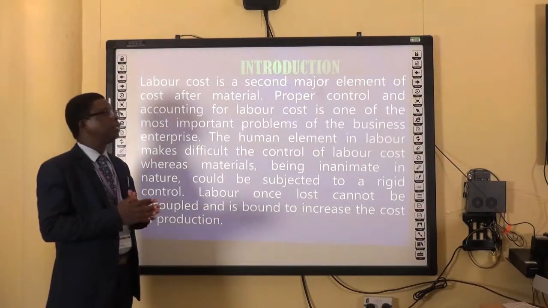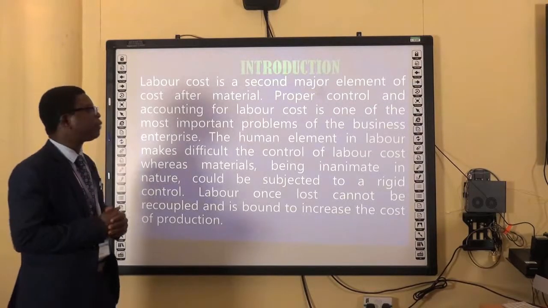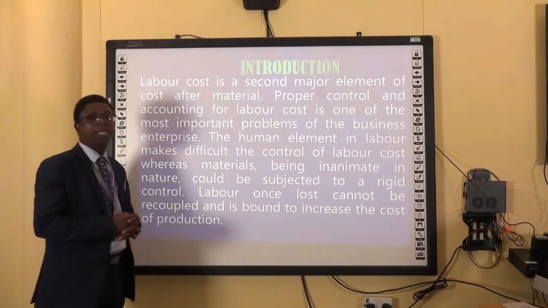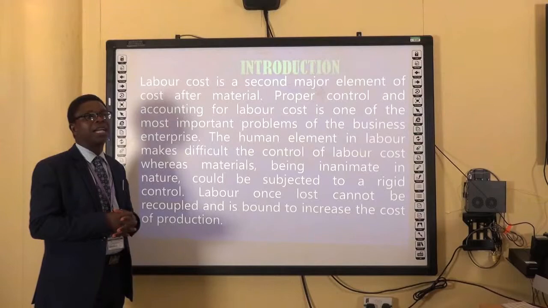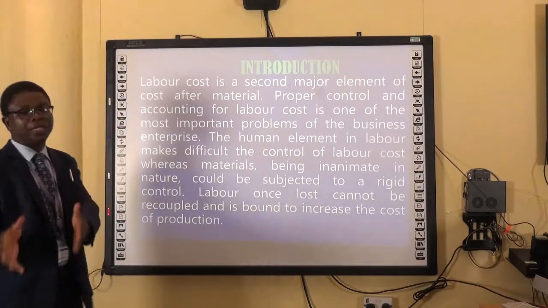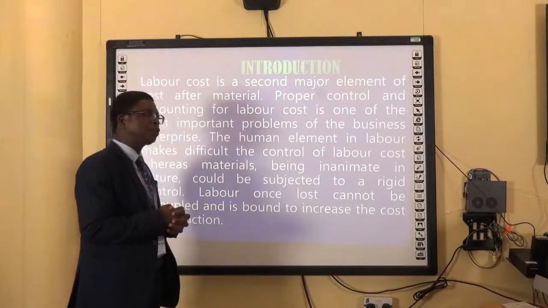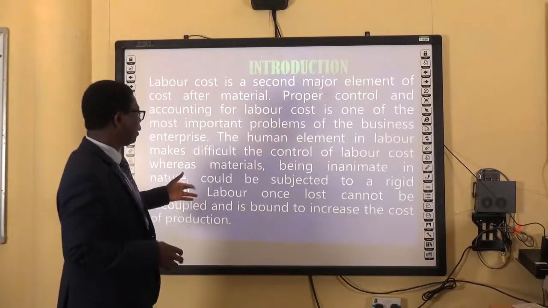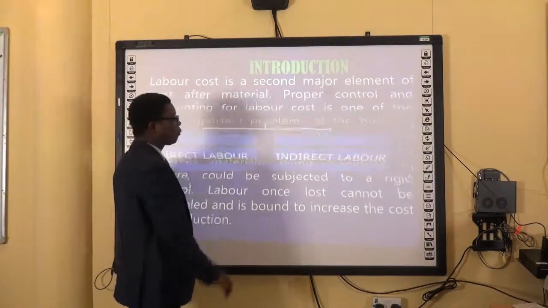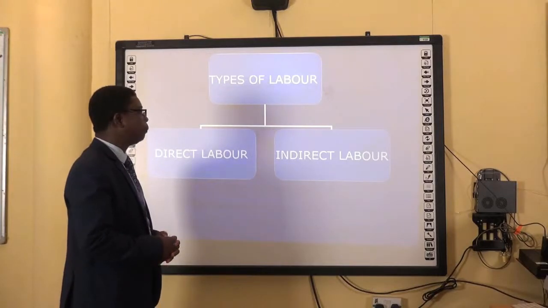Labor cost is a major element, second after material in the cost component of every manufacturing concern. And proper control of labor cost is one of the most important problems for the business enterprise. This is based on the fact that the human element in labor makes it very challenging to control, unlike material. If you put a material here today, you come back tomorrow, you are sure that the material is still there. But for labor, because of the human element, it is very challenging to control. Labor, once lost, cannot be recouped and is bound to increase the cost of production. So it is very important that proper control of labor is carried out in the business concern.